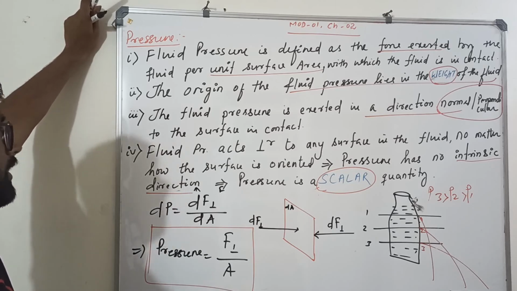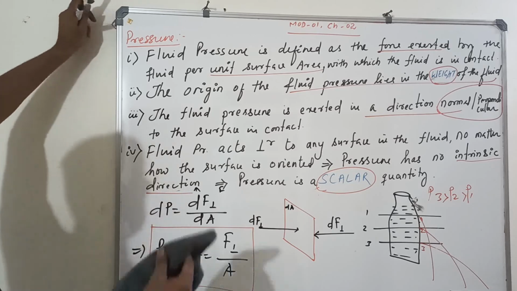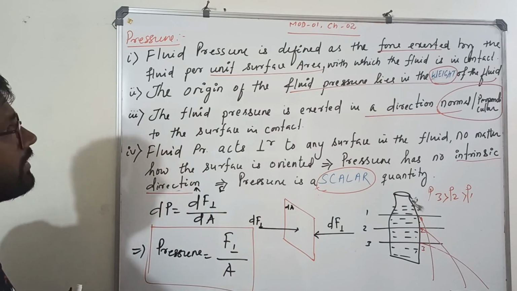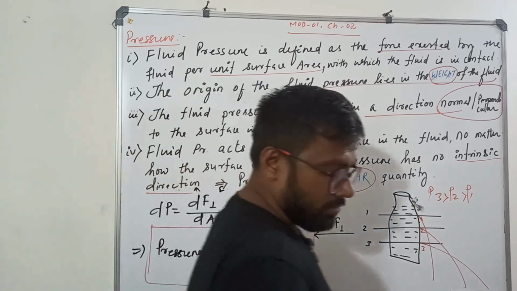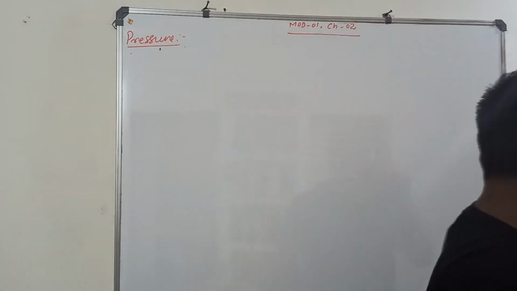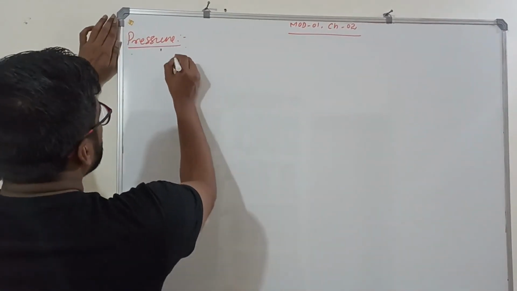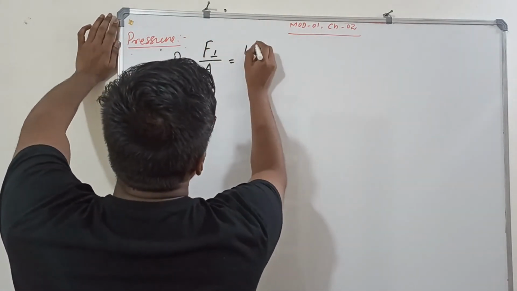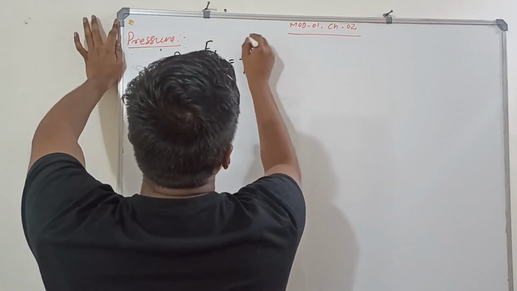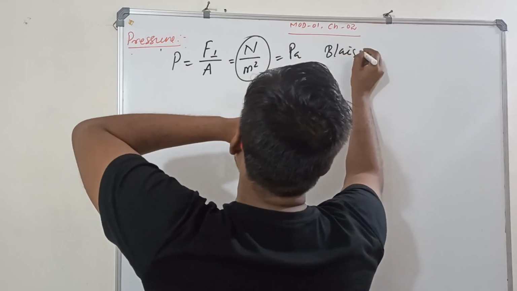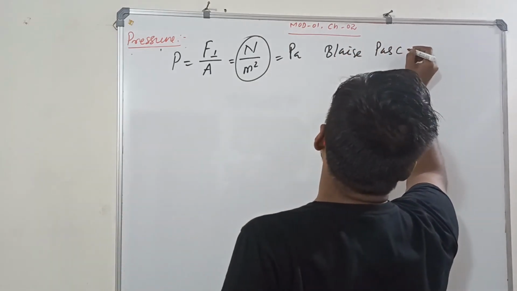Pause the video and note it down. Okay, I am going to erase it now. Now we are going to read the units and dimension of pressure. So I will request you to pause the video and note it down. Now pressure is equal to force per unit area. So I am writing P equal to perpendicular force per unit area. Force, sir, Newton. Area, meter square. What do we call Newton per meter square? Pascal, based on the name of the scientist Blaise Pascal.